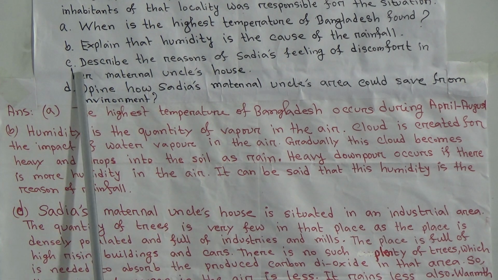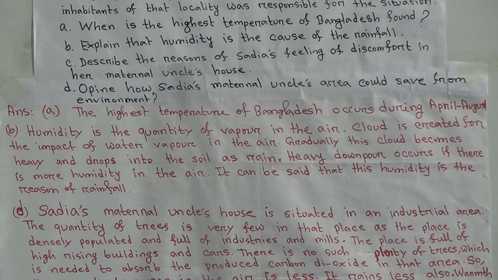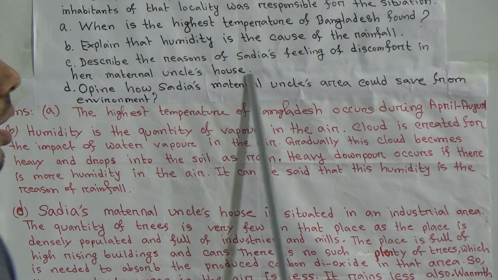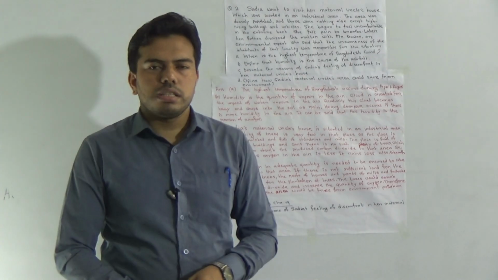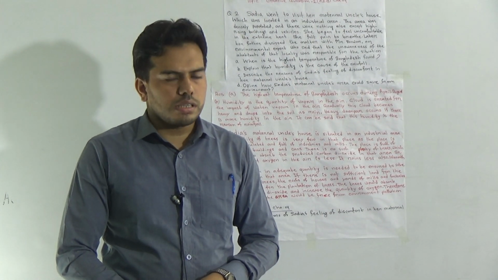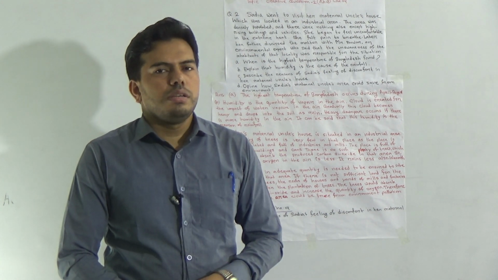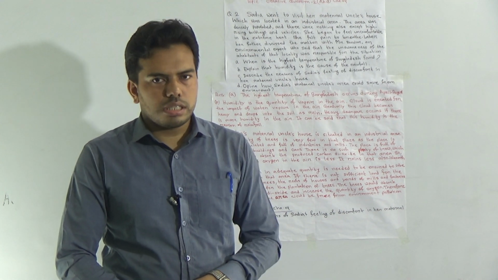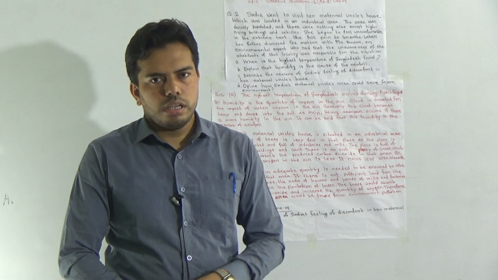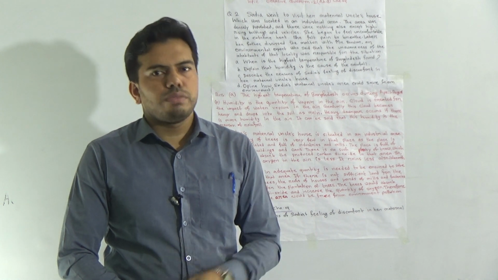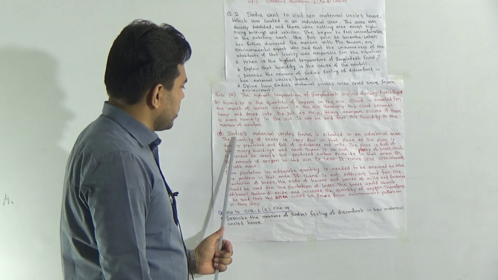Number C. The question is, describe the reasons of Sadia's feeling of discomfort in her maternal uncle's house. So now we have to find out the reasons why she was feeling discomfort in her maternal uncle's house. The reasons are that there were not enough trees there, and there were lots of high-rising buildings and vehicles here and there. That's why the environment was very warm.